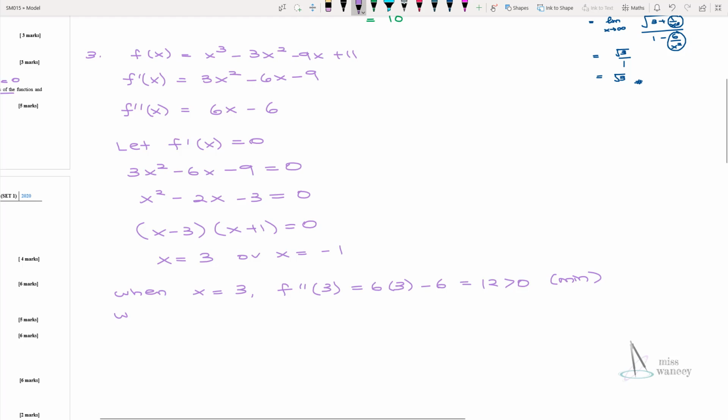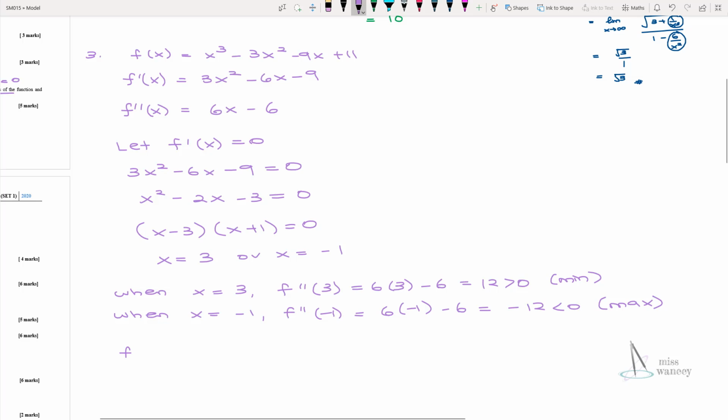Okay, another one. When x is equal to negative 1, f double prime of negative 1 is equal to 6 multiplied by negative 1 minus 6. So this is negative 12, less than 0. So that is definitely a maximum. So the question asks for the stationary point, so I need to give them the y coordinate as well.